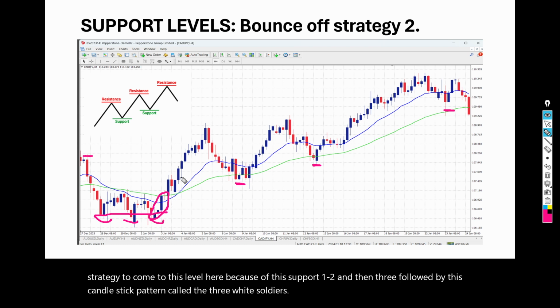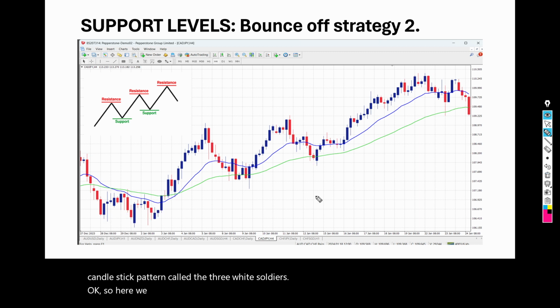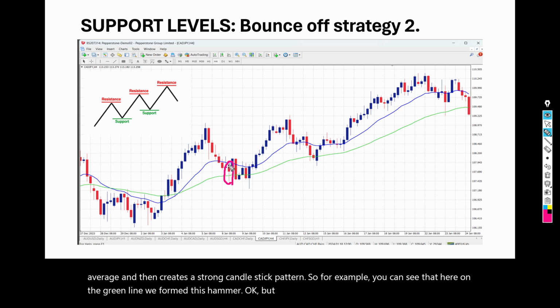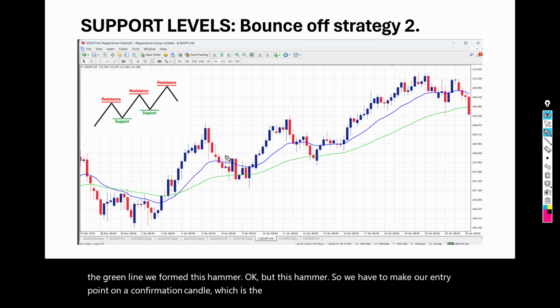Okay, so here we are looking at a moving average first. When the price fails to break a moving average and then creates a strong candlestick pattern. So for example, you can see that here on the green line we formed this hammer. Okay, so we had to make our entry point on a confirmation candle, which is the next bullish candle. If you didn't watch the video about the hammer, I advise you go back and watch it so that you learn the entry points for hammers.